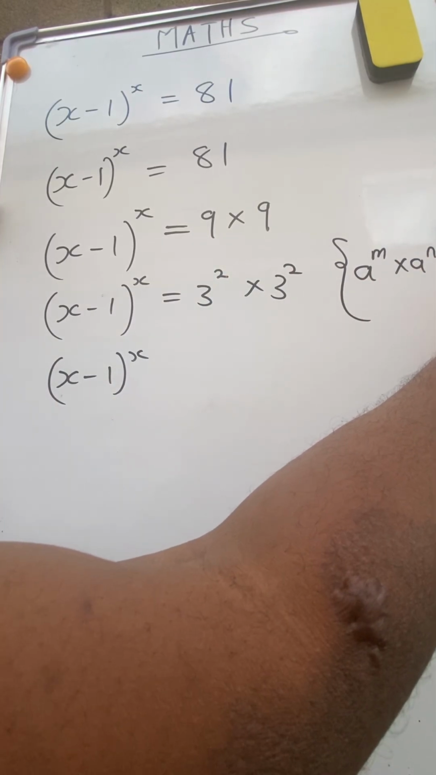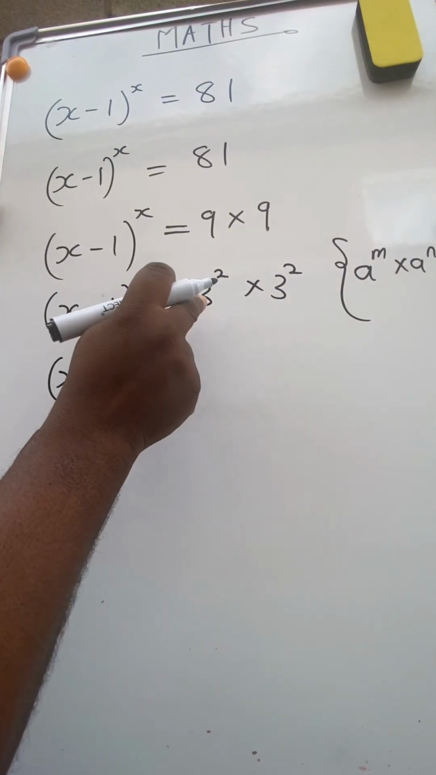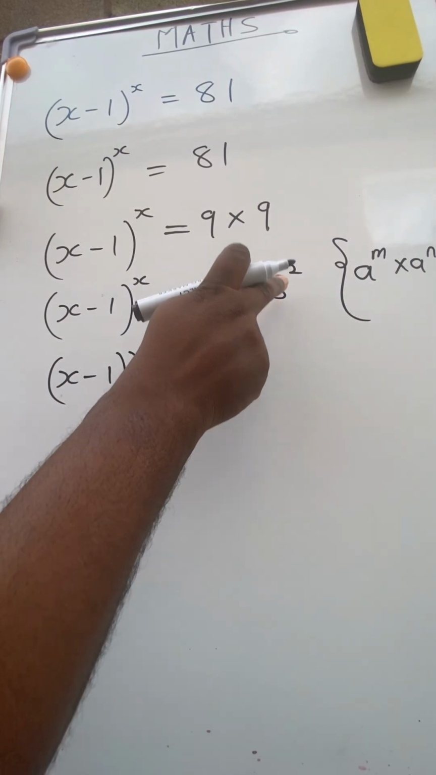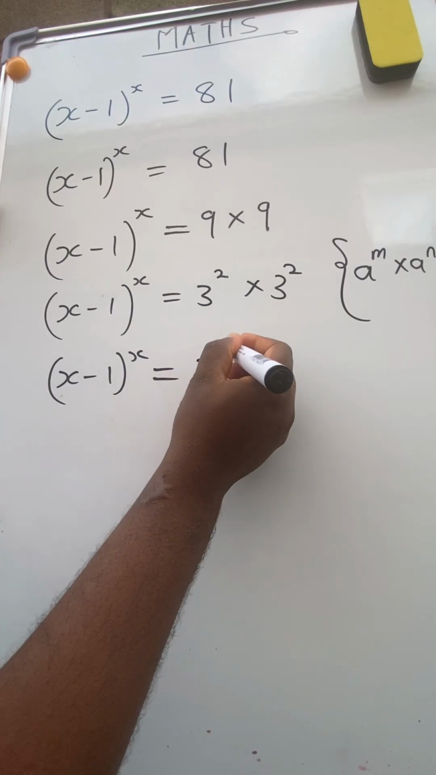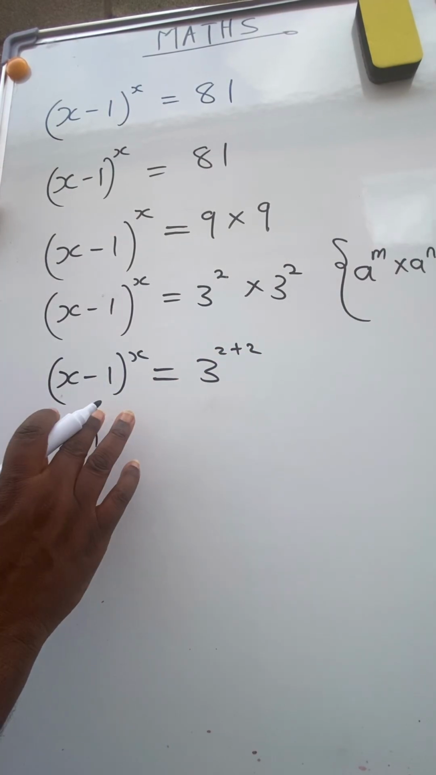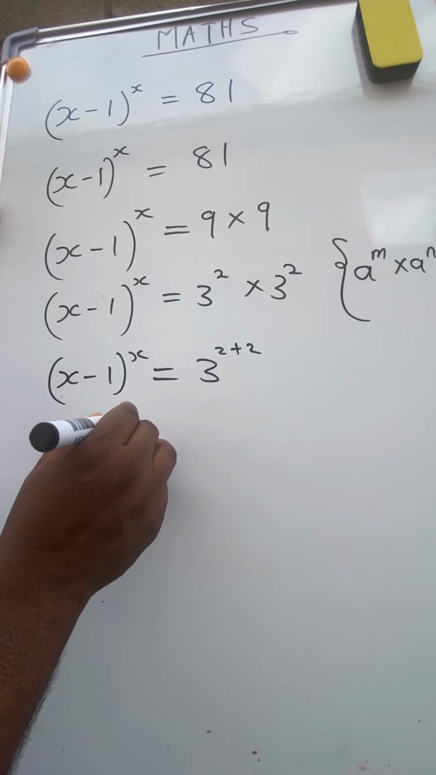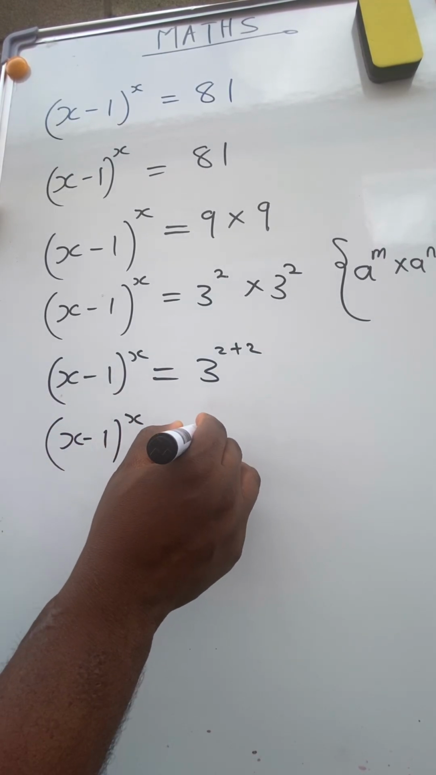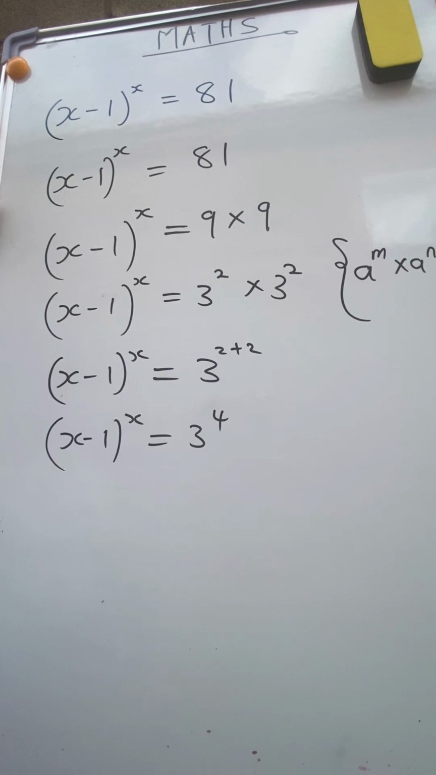So from here, 3 raised to power 2 multiplied by 3 raised to power 2 will become 3 raised to power 2 plus 2. And (x minus 1) all raised to the power of x will be equal to 3 raised to the power of 4. Now, what the question asks us to do is to find the value of x.